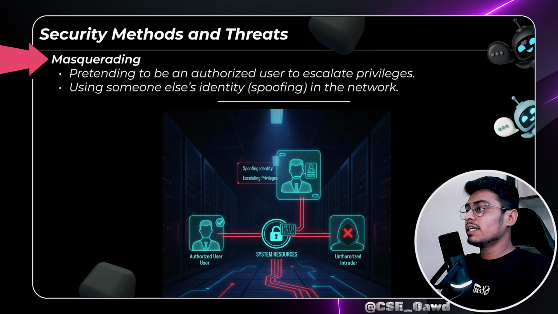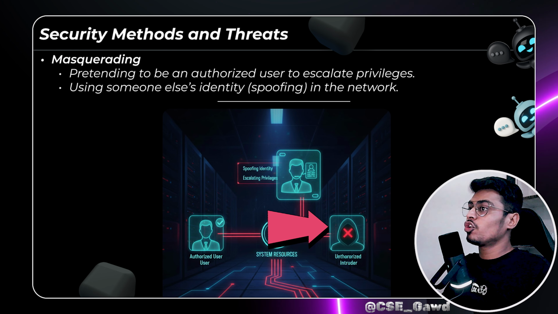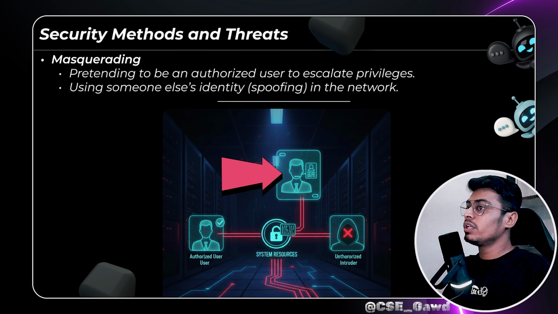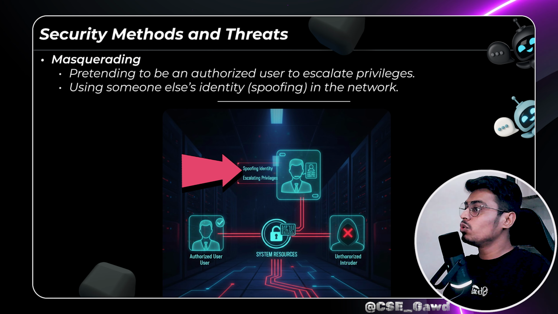Now what is masquerading? Pretending to be an authorized user to escalate privileges. Someone else, but what is he doing by using someone else's identity? Showing himself that he is that person, but actually he is not the original person. By spoofing someone else's identity, he is sitting in the middle of the network.